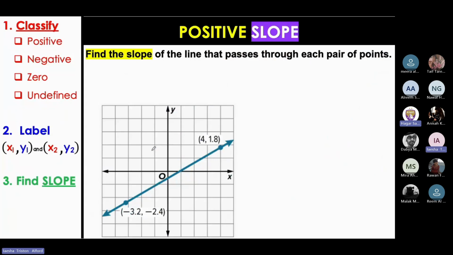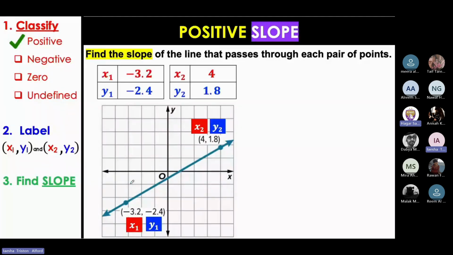Let's try this. Before you start, see the line in the graph. Is it positive, negative, 0, or undefined? Positive. It's positive because it goes up from left to right. You need to label your points, x1, y1, x2, y2, or you need to put it in a table. It's up to you, whatever is easy for you. Just make sure you put x1, y1, x2, y2, so you put the numbers in the correct place.